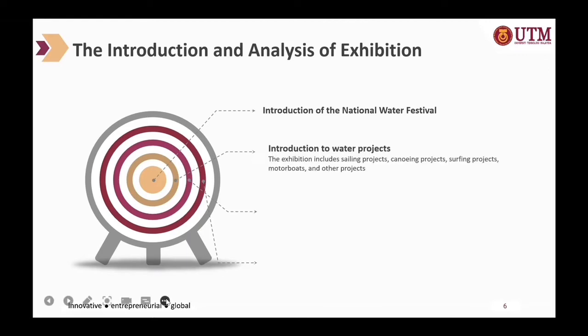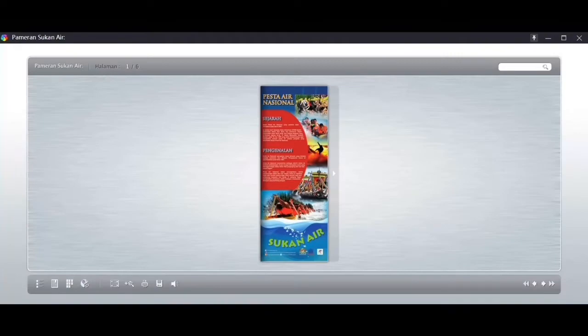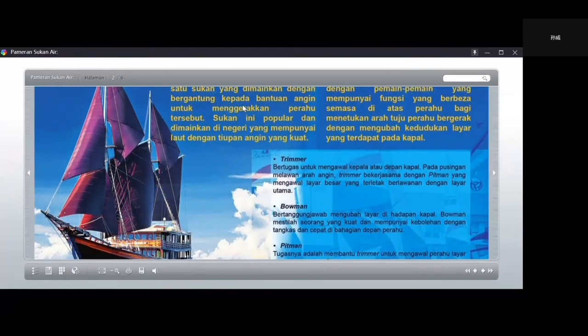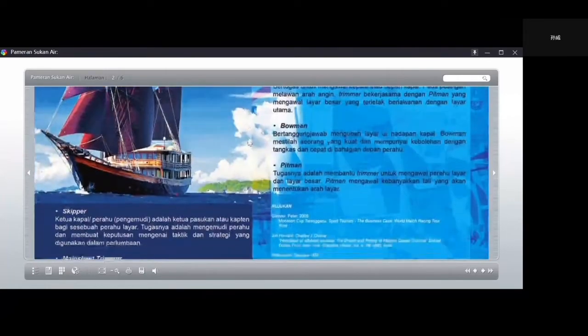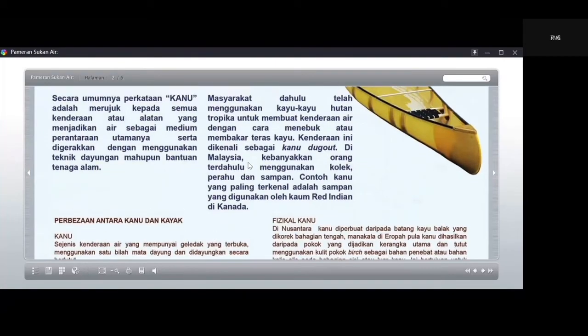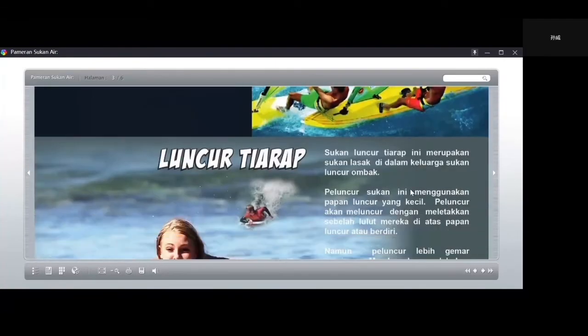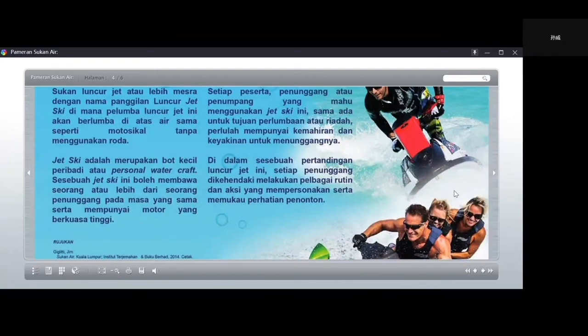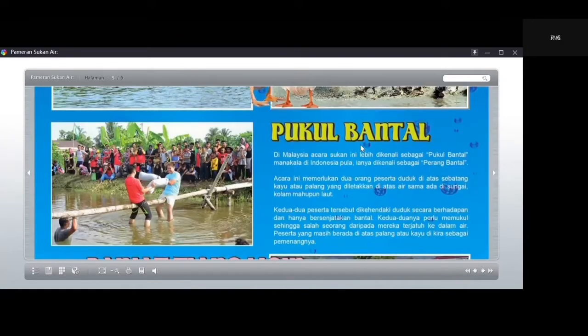And then the introduction to the water projects. Let's go straight to the visual exhibition. The exhibition includes sailing projects, canoe projects, surfing projects, motorboats, and traditional water sports.